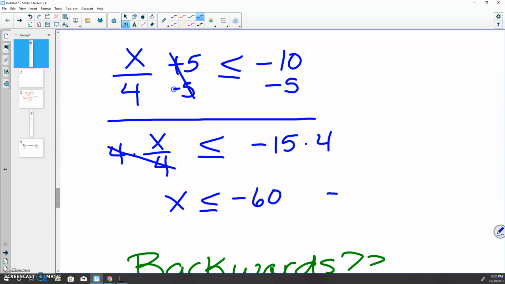Negative 60. If you graphed it, negative 60, would it be colored in? Yes, because it's equal to, and it would go to the less than sign.